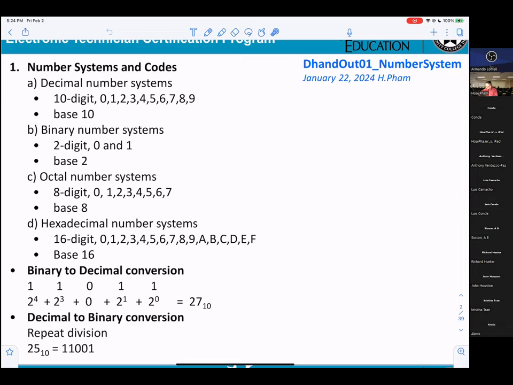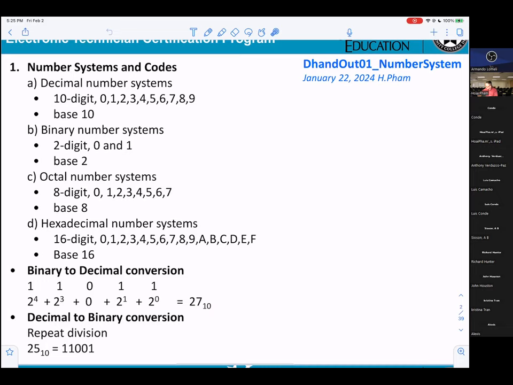Okay, so you see how it's done. First, you take 1 times 2 to the power of 4, plus 1 times 2 to the power of 3, plus 0 times 2 to the power of 2, plus 1 times 2 to the power of 1, plus 1 times 2 to the power of 0. So 2 to the power of 4 is 16, adding 2 to the power of 3 is 8, 0 anyway, adding 2 to the power of 1 is 2, and 2 to the power of 0 is 1. You add them up, you get 27, base 10.